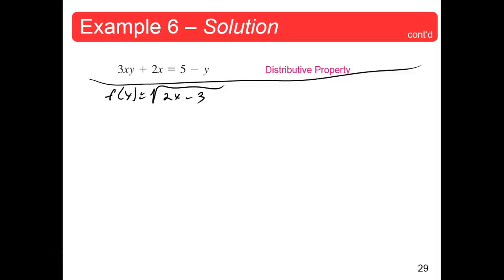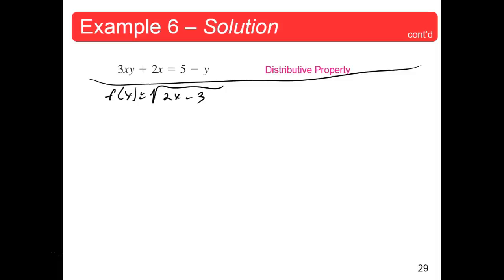Before we graph it, let's focus on domain. What's the domain of this function? Is there any restriction to the domain? Is this an all real number one? Why not? Because, yeah, you cannot have a negative inside a square root.